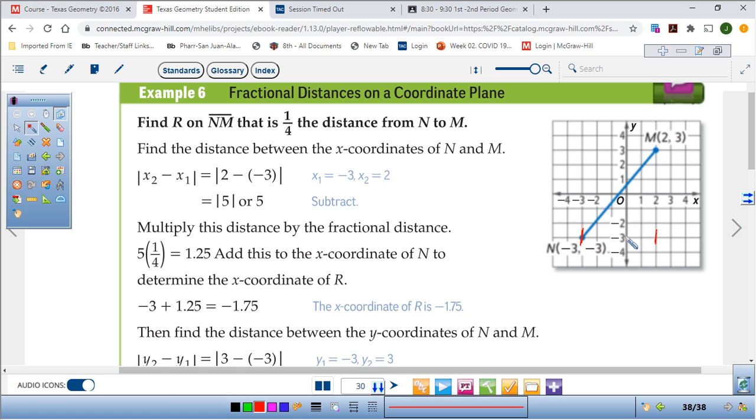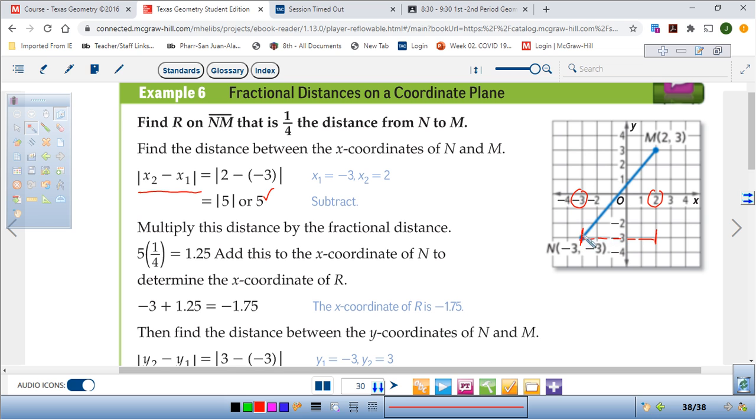Okay, so let's look at this one real quick. They're saying, let's find the distance on the x's. From here to here, how far is it? 1, 2, 3, 4, 5. Or you use the x values, or x coordinates. Make sure you know that. 2 minus a -3, absolute value gives you a 5.